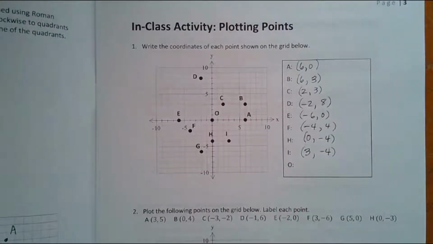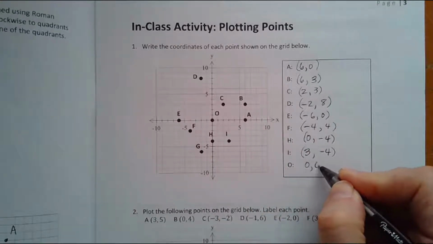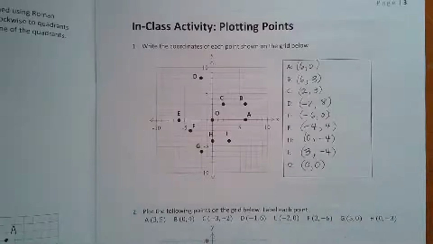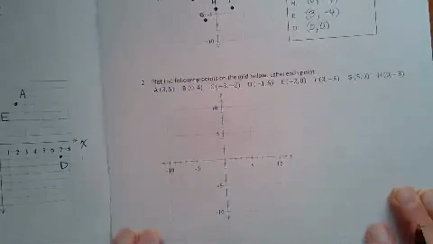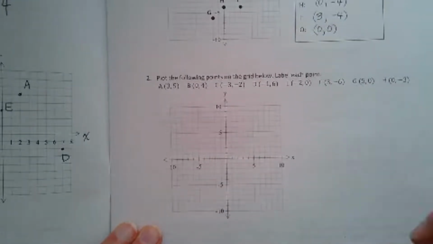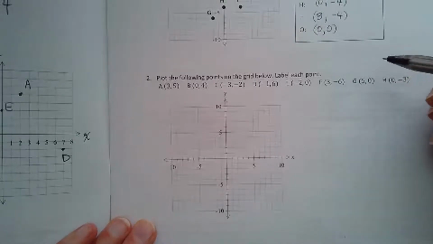And finally, our last point, O, is the origin itself. It has coordinates of 0, 0. Okay. And then again, normally I would give you some time to work on this, but let's take a look. Plot the following points on the grid below, label each point.